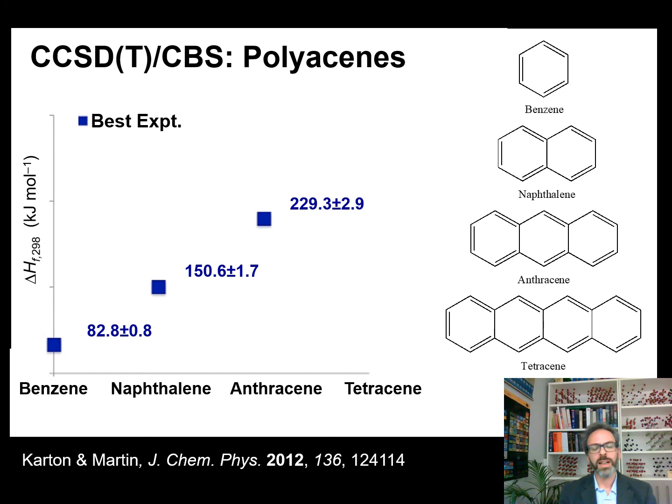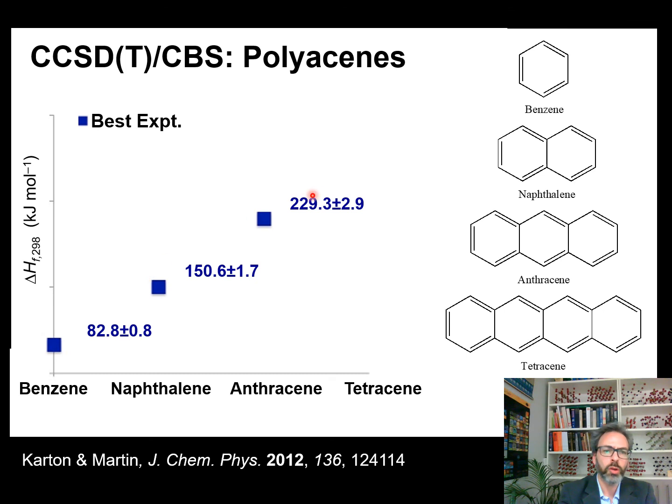On my last slide, I would like to show you an example of where W1 theory played a key role in a critical evaluation of experimental data. Here we see the experimental heats of formation of benzene, naphthalene, and anthracene. We can see that they sit on a straight line, and they are all associated with fairly small error bars of below 3 kilojoules per mole.